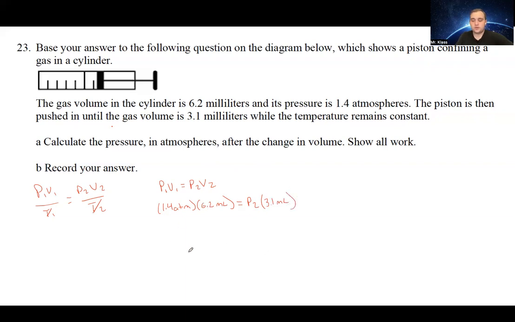All right, and we just solve algebraically. If you know how to solve algebra, it should be pretty simple. 2.8 atmospheres is our final answer. Now this makes sense because we're decreasing the volume here, so therefore our pressure should increase. Because don't forget, pressure and volume have an inverse relationship.